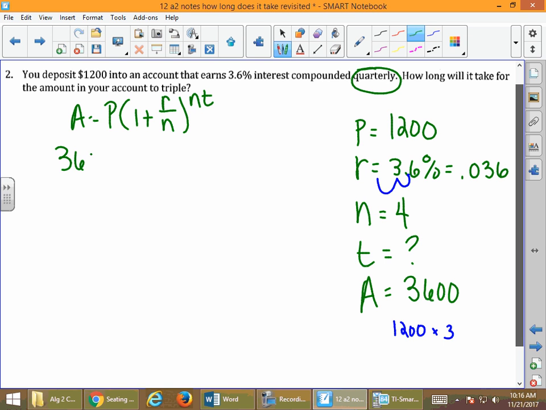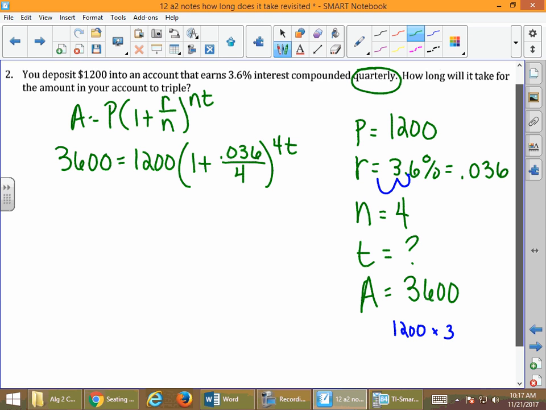3,600 equals 1,200 times 1 plus our rate, which is 0.036 divided by 4, to the 4t. Looks fairly complicated. It's not as bad as it looks.